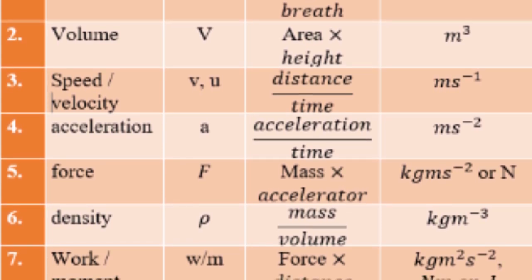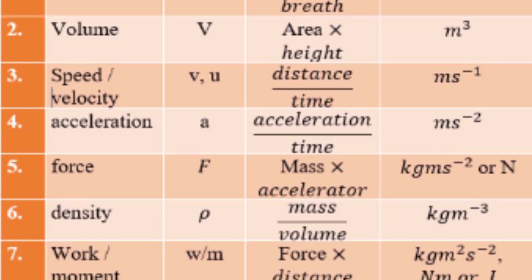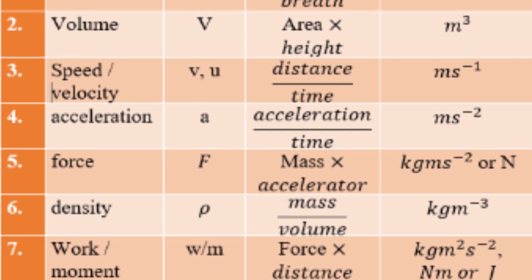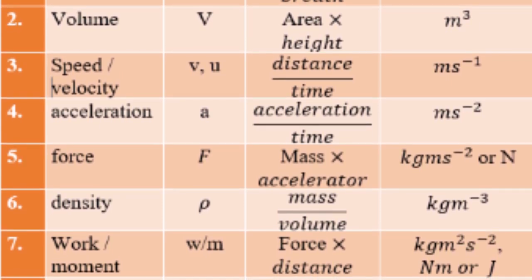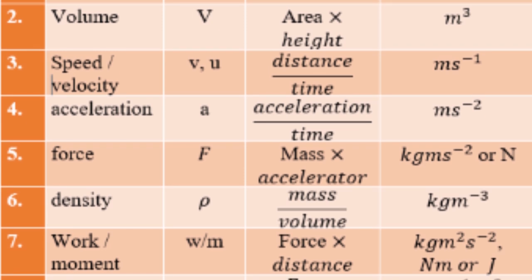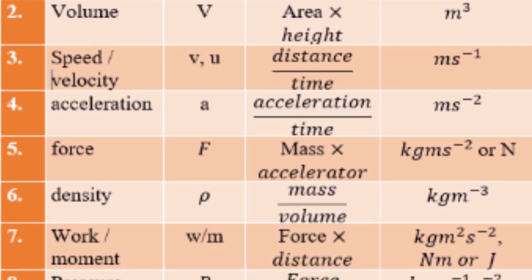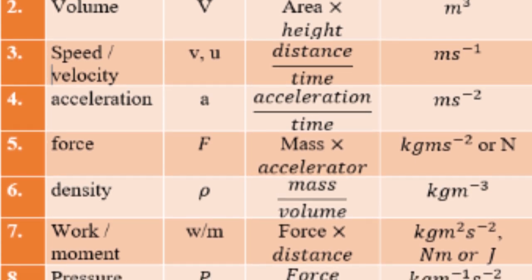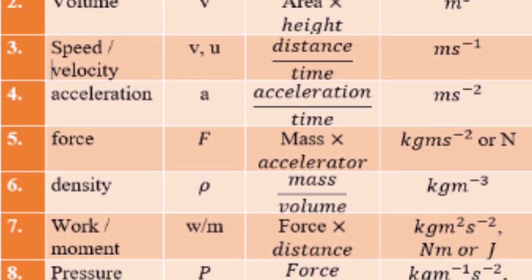Number 3 is speed or velocity. And the symbol is V or U as the case may be. And the formula is distance all over time, or displacement all over time. And the SI unit is meters per second. m/s, or ms raised to the power minus 1, is read meters per second. Good. Number 4 we have acceleration and the symbol is small letter a.